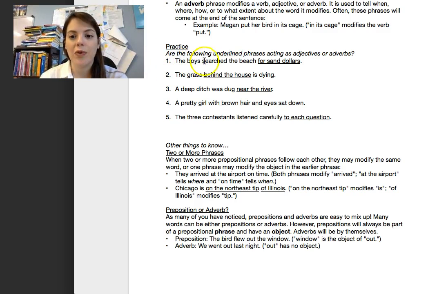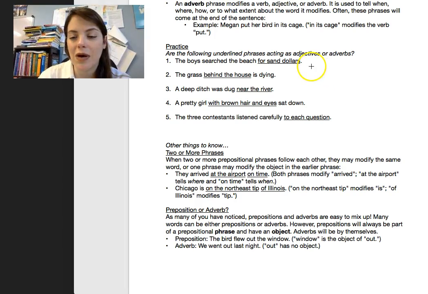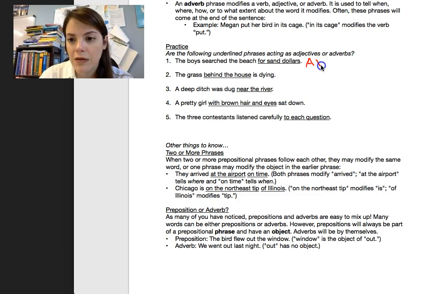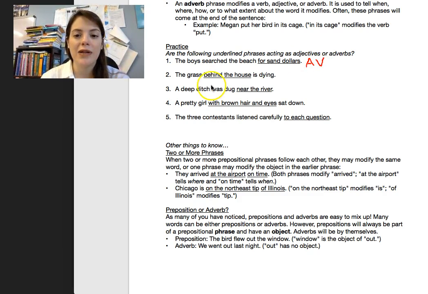So let's look at my first one. The boys search the beach for sand dollars. So here I've got to look at my phrase, for sand dollars. It comes right after beach, but it doesn't really make sense to say for sand dollars is describing beach. That just doesn't quite work. So I think it's describing they're searching, like how or what they're searching for. They're searching for sand dollars. So I'm going to say that this one is an adverb, and I'm going to put AV for adverb.